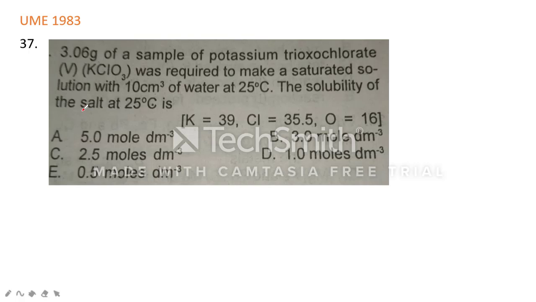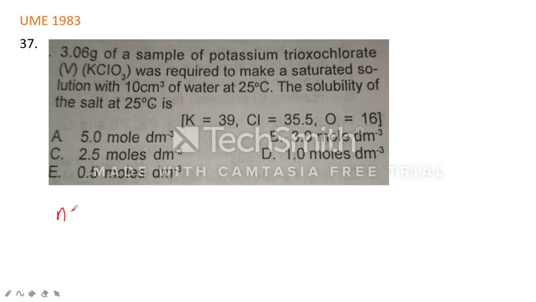The solubility of the salt at this temperature is... Now for this question, like I said earlier, you see that they give you the relative atomic mass for each element, and that's the way it's meant to be. Like I said earlier, I'm pretty sure the person that set that question made a mistake, or it must have been the past question that I was copying this from. So we need to get the solubility in moles per dm cube. So how do we go about that?